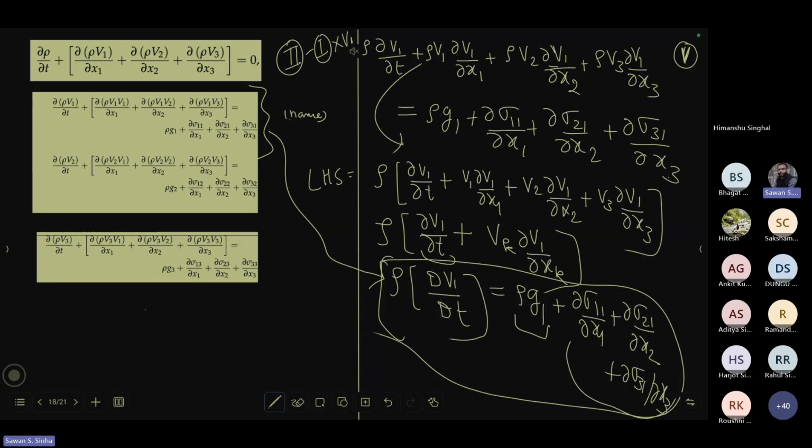One force is the surface force contribution, the other is the body force. So after so much algebra, we are finally getting an equation which is going to help us understand the physics of how the fluid particle accelerates. I'll talk more about it in the next class. Let's stop here now.